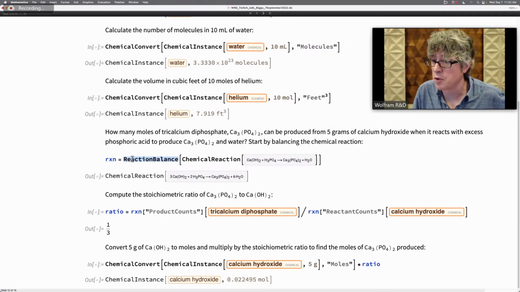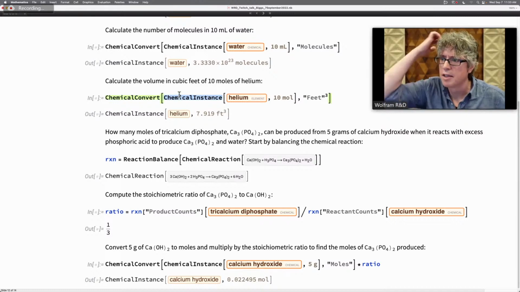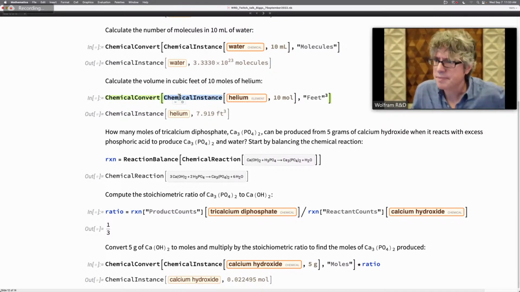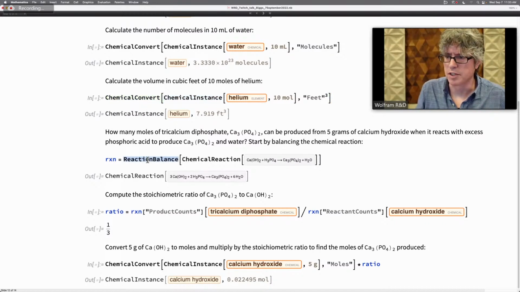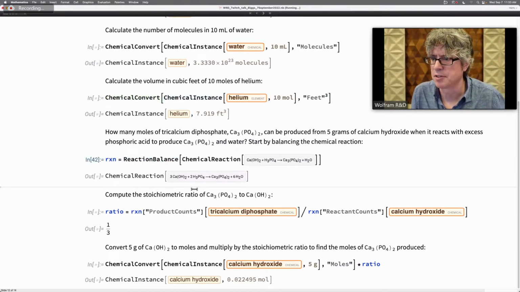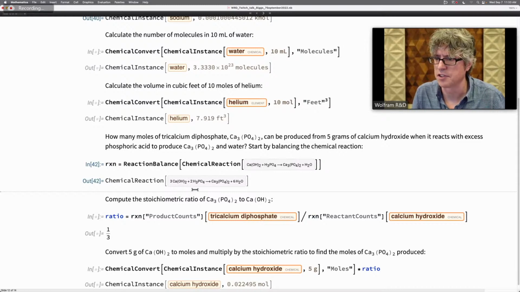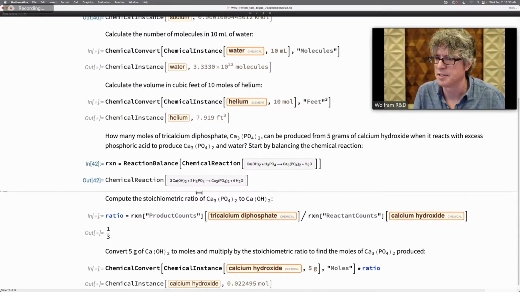So the first thing we do is balance that reaction using the built-in function reaction balance, which, again, a lot of these functions were built with a mind towards chemical education, because we have a lot of people visiting Wolfram Alpha asking those kinds of questions. And so this is our effort to bring that into the language as proper. So we balance that reaction, and we see we've now got coefficients in front of all the species involved.